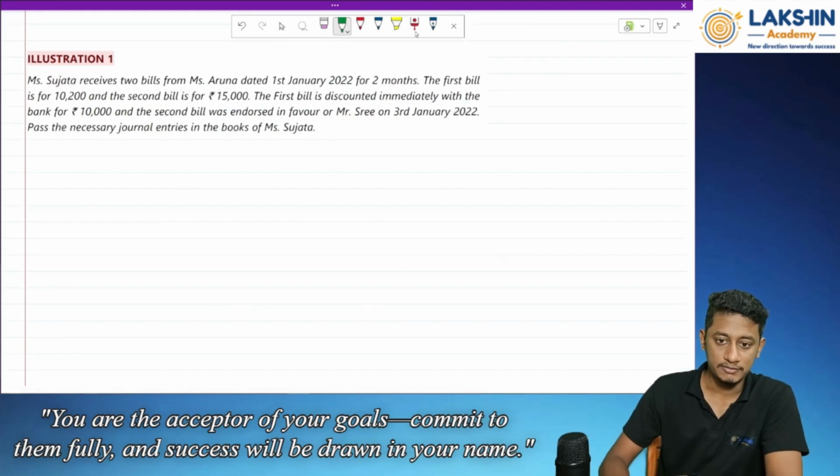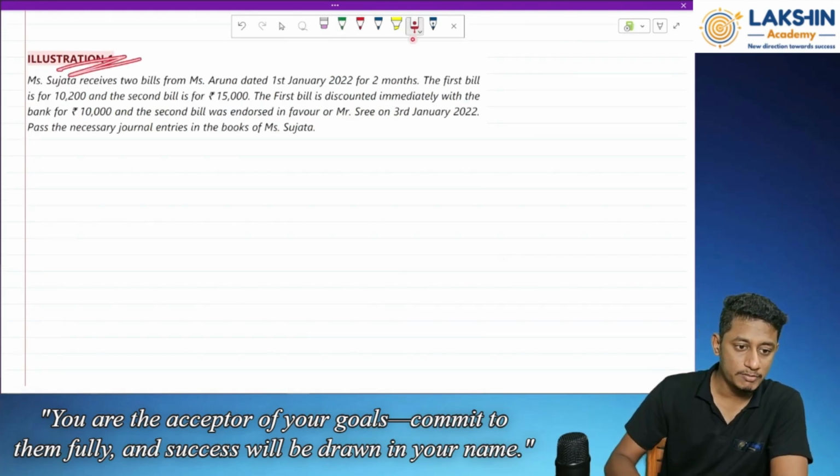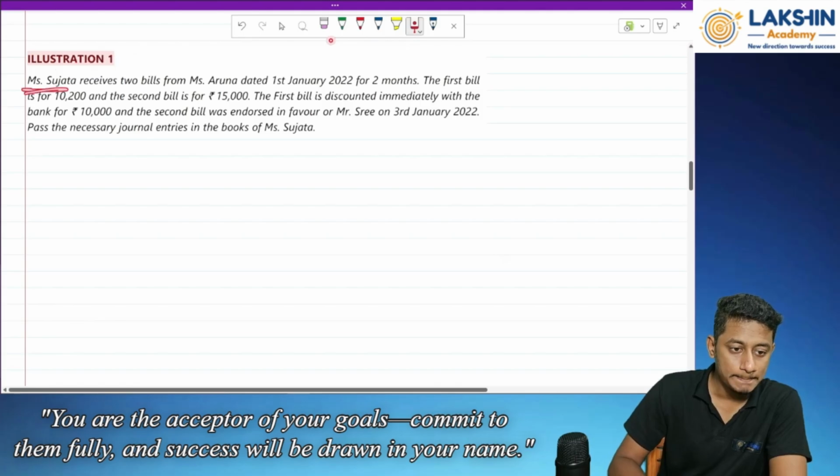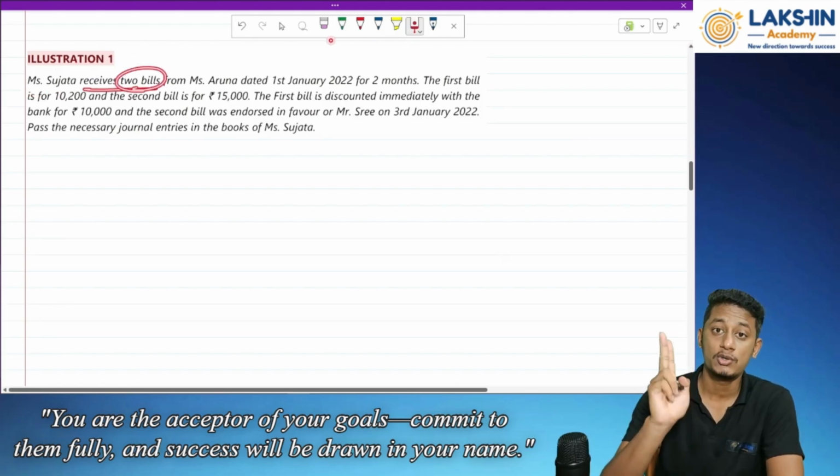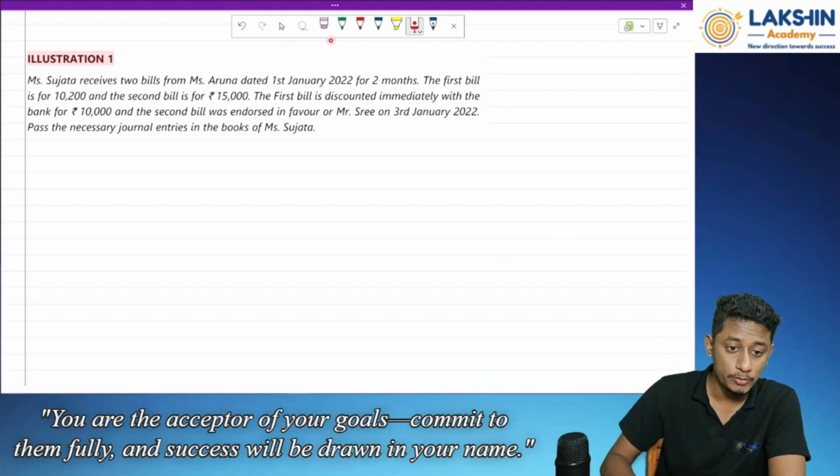Fine. Next question. We have illustration number 1 where Miss Sujata receives two bills from Mrs. Aruna dated on 1st January for 2 months. Both the bills are dated on the same date. The first bill is of rupees 10,200 and the second bill is of rupees 15,000. First of all I will just mark these dates and the bill amounts.